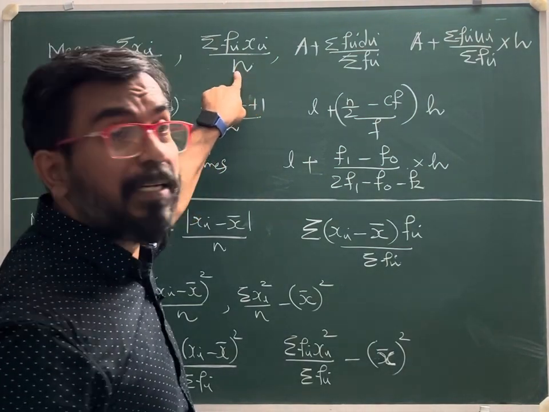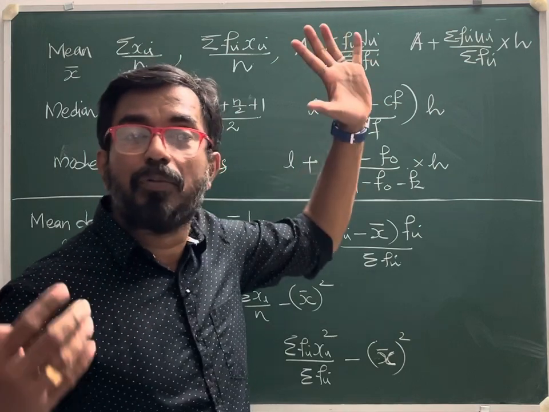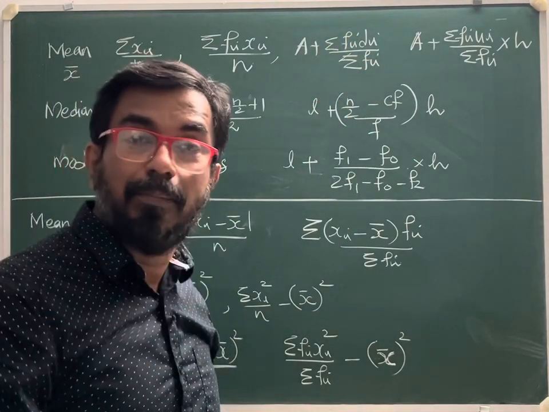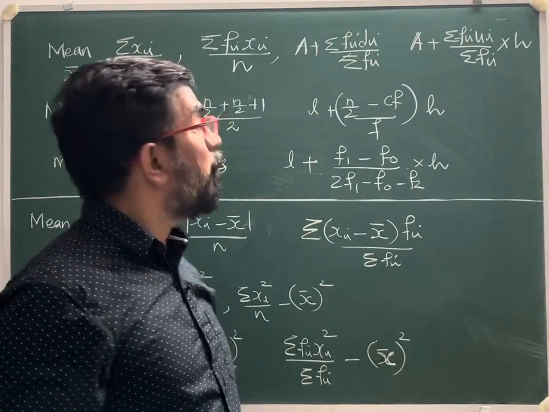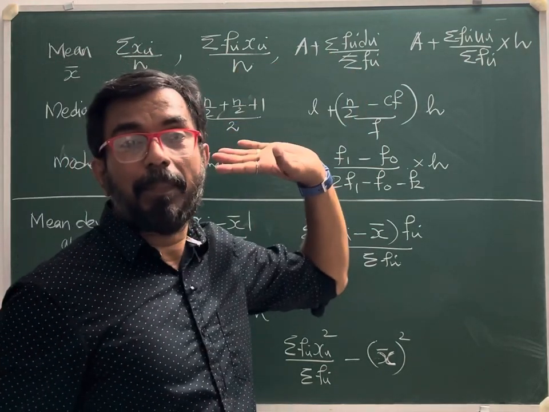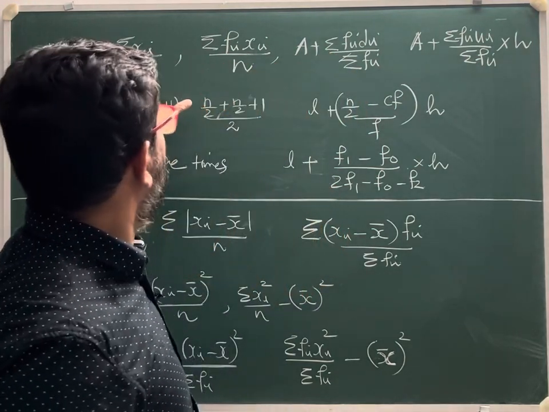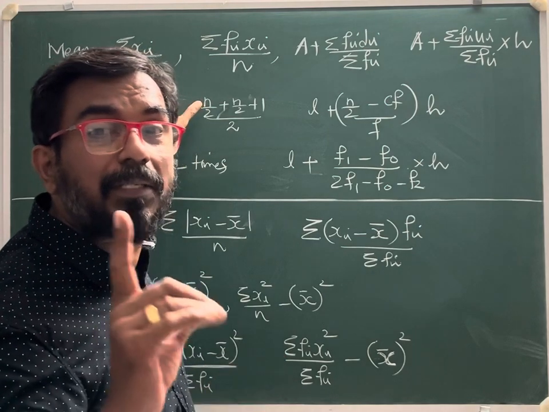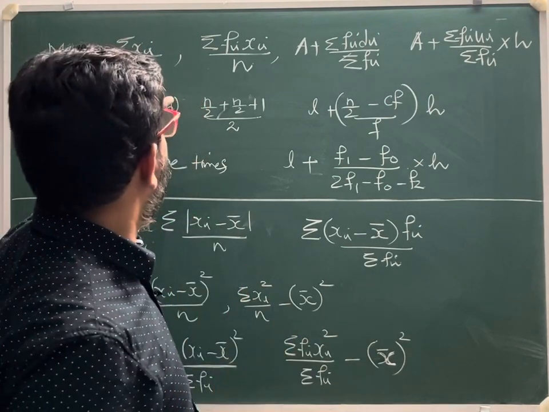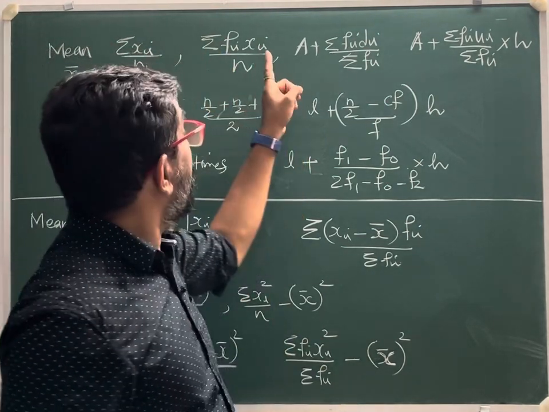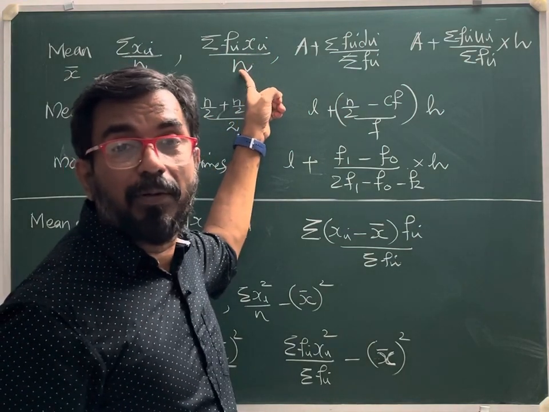Another word for n is sigma fi. Whenever you have a frequency table in the question, then your n and sigma fi are the same. N means the capital N. Here we don't have frequency. Every number came only once, but here it came many times. So that is when you can even write sigma fi also.